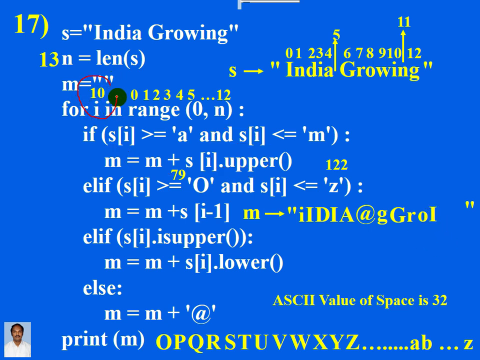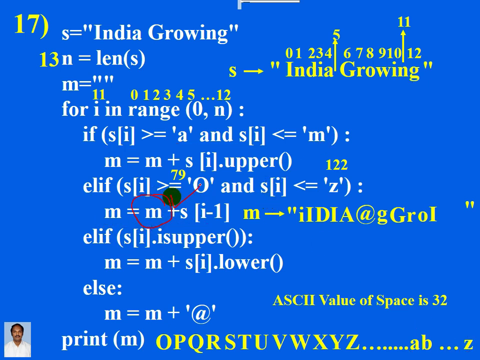I takes the next integer in the range, 11. And what is S of 11? Small n. Small n, is it between a and m? Wrong. So control comes to else part. Small n, is it between capital O and small z? Yes. Small n will be in this range. Condition true. This will be executed.